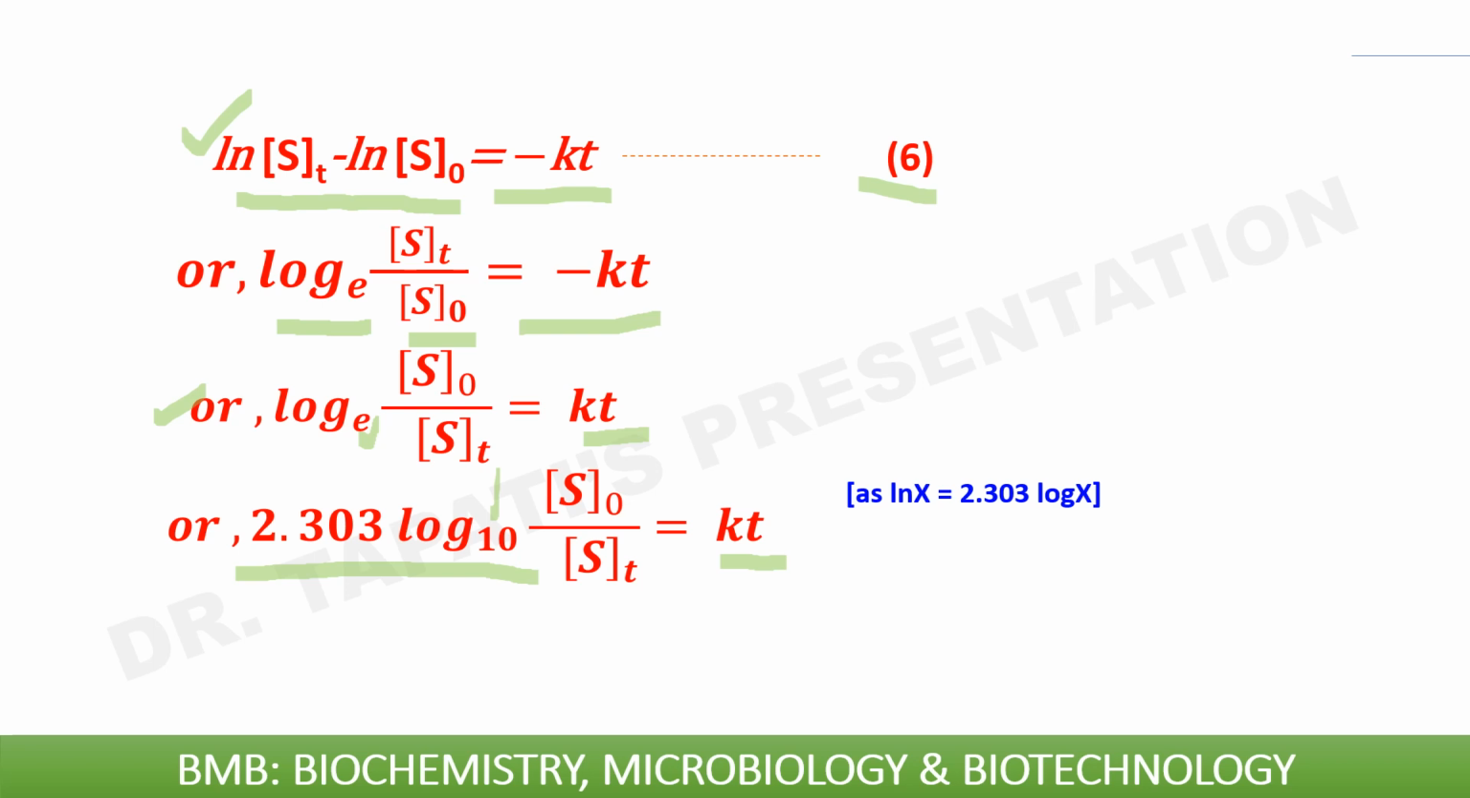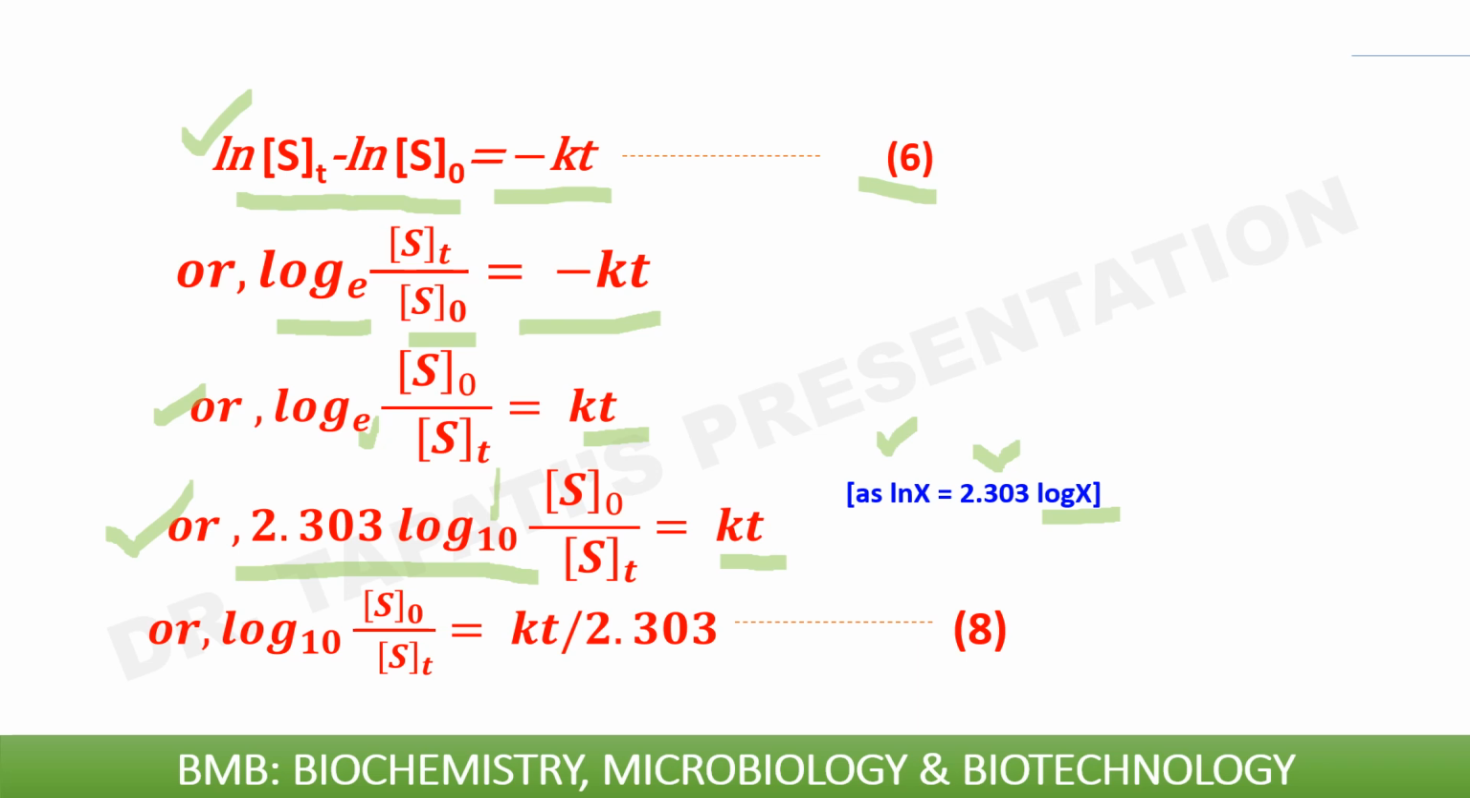because ln x, or log e base x, is equal to 2.303 into log x. Here we have done the conversion of log e base to log 10, or ln to log. So 2.303 into log 10 base S0 divided by St is equal to kt.